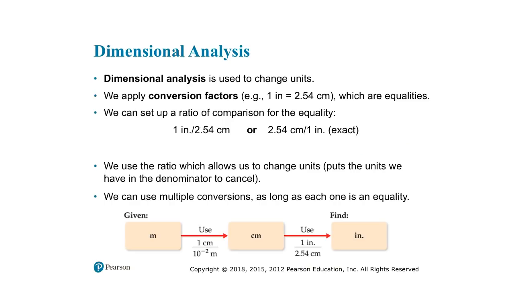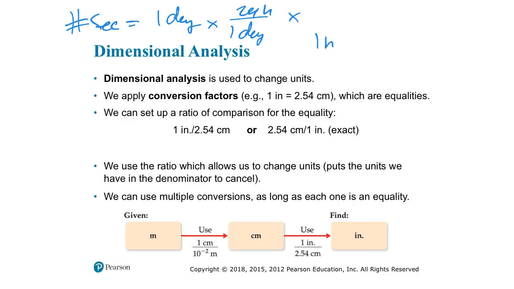So our final topic for today is dimensional analysis. Dimensional analysis is used to change units. We can use conversion factors like 1 inch to 2.54 centimeters as an equality. And we can set up equalities. Of course, you probably remember trying to figure out, say, how many seconds are in a day. So you do number of seconds will be 1 day. Use a conversion 1 day to 24 hours, 1 hour, 60 minutes, 1 minute, 60 seconds.